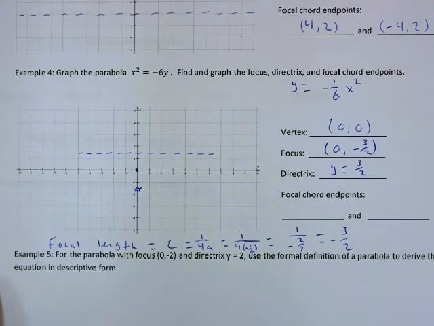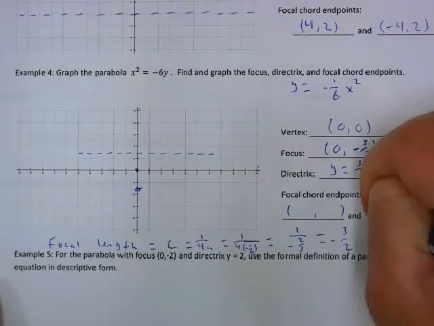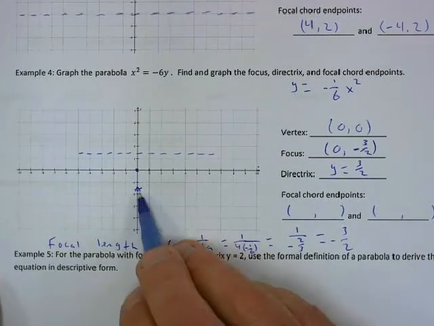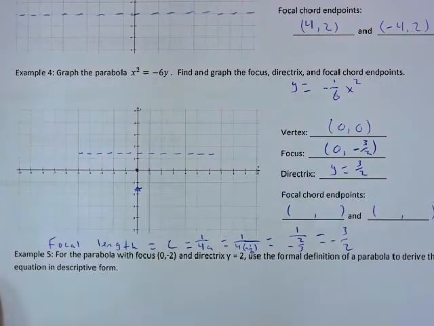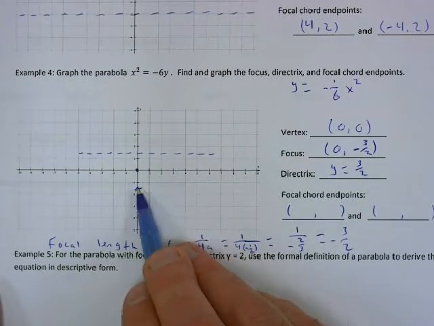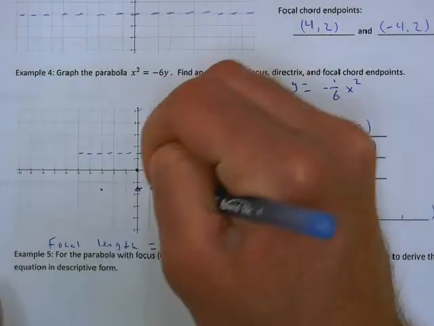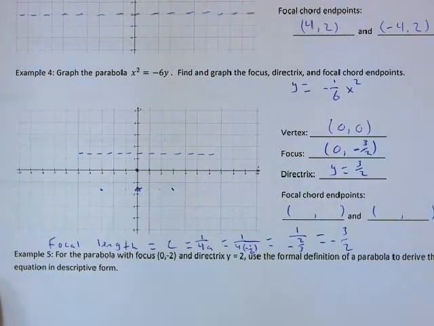Okay, the next, where are our focal chord endpoints? So it's going to be some point and some other point. Remember, from our focus to get to our focal chord endpoints, I want to go left and right, double my focal length. Well, my focal length is 1.5, so double that would be 3. So I want to go left 3 and right 3. Then that gives me my focal chord endpoints.